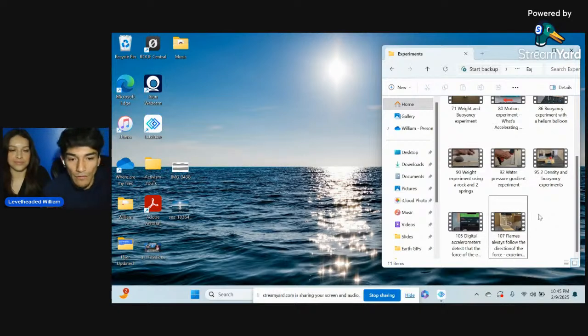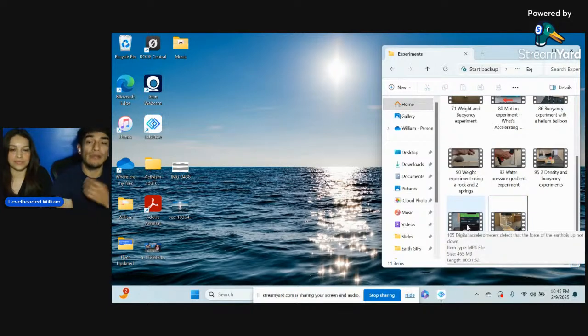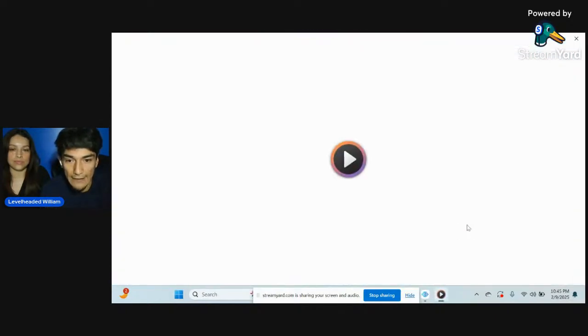So I want to go over this other experiment with a digital accelerometer, because not only do simple accelerometers show that the force of the Earth is up and that there is no downwards force or downwards vector, digital accelerometers also show that the vector of the Earth is up. So I'm going to go ahead and play this one real quick, since it's related.